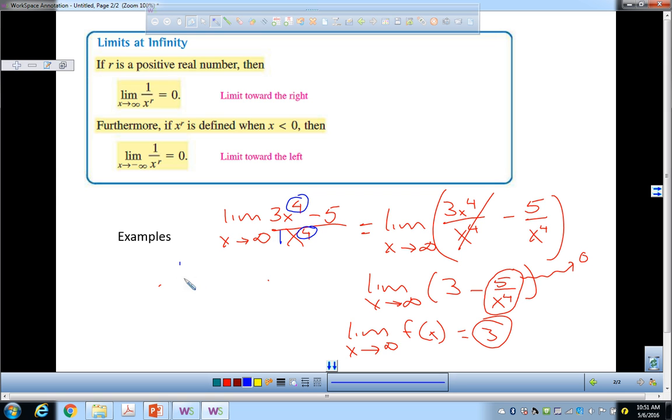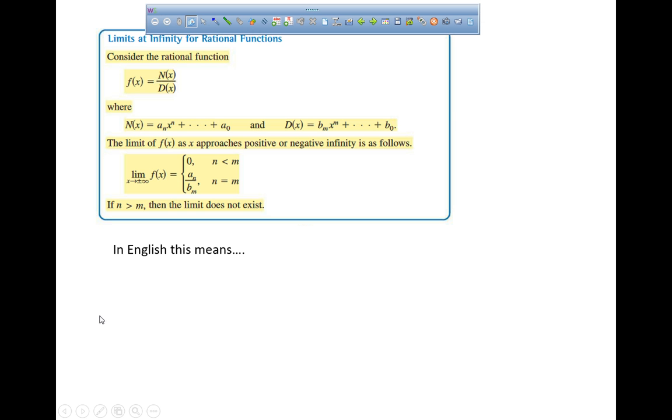What's the limit as x goes to negative infinity? Same thing, okay? The same thing is equal to 3 as well. So it doesn't matter if you're going from the left or the right, you're going to get the same value for the limit. Okay, questions about that? Well, no. Okay, so let's move on then.